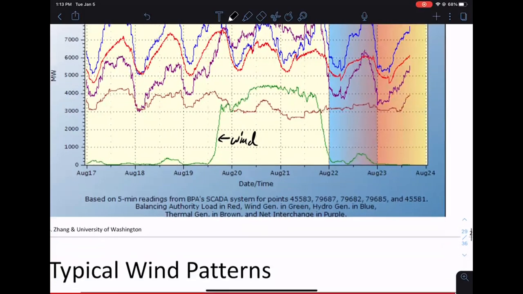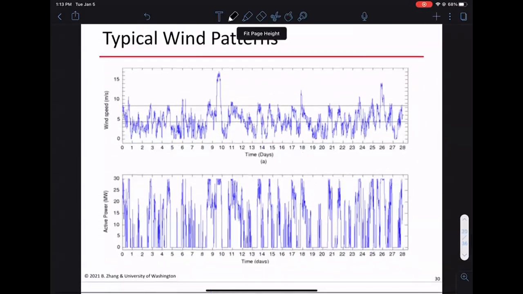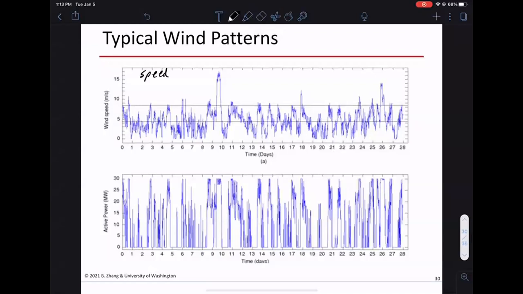And then another thing is that wind is very hard to predict. So this shows some wind patterns. This is wind speed in meters per second. This is power in megawatts. This is for a farm with multiple wind turbines. So speed goes up and down, power goes up and down. But if you look at this kind of graph, what this tells you is that predicting this with any sort of accuracy is very challenging.